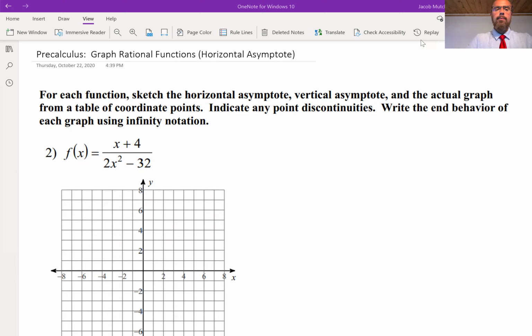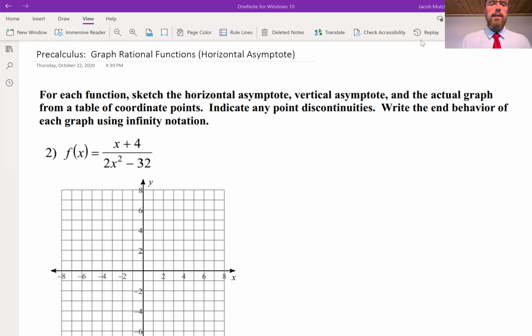So here our function is f of x equals x plus 4 over 2x squared minus 32. Our directions say to sketch the horizontal asymptote, vertical asymptote, and the actual graph from a table of coordinate points. We are on the lookout for any point discontinuities, and then we want to wrap up this graphing by writing the end behavior of the graph using infinity notation.